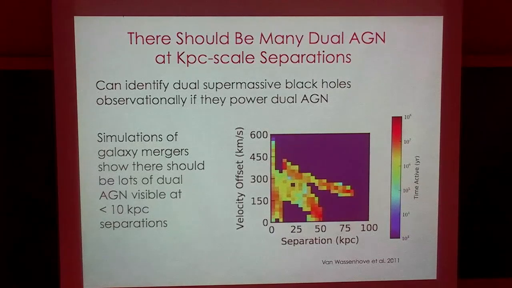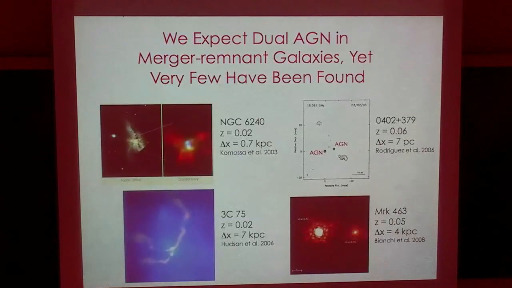So you can see in this example, when the black holes reach separations less than about 10 kiloparsecs, which is the dual phase, they can spend tens or 100 megayears at a time active as dual AGN. So there should be dual AGN out there, but surprisingly few dual AGN have been found. This was the state of the field in 2008. There were exactly four known dual AGN systems.